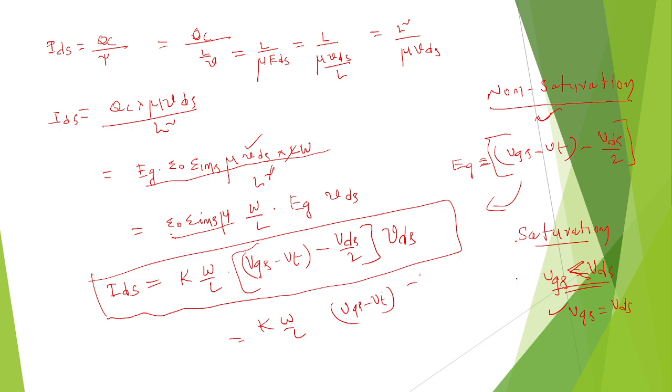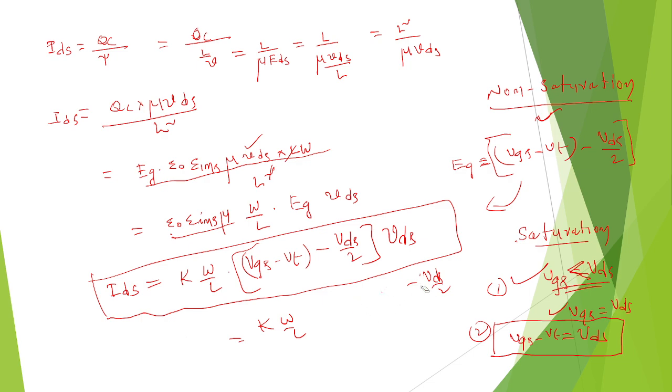VGS should be equal to VDS. Therefore this is VDS minus VT minus VDS by 2. So in the saturation region, VGS minus VT should be equal to VDS. Then only it will go to the saturation region. This is the first condition, and this is the second condition. So we can write it as this.